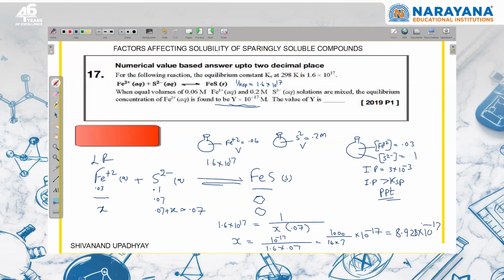So the answer given by JEE was 8.93. The exact answer, round off to two decimal places, but they have given this range, right?